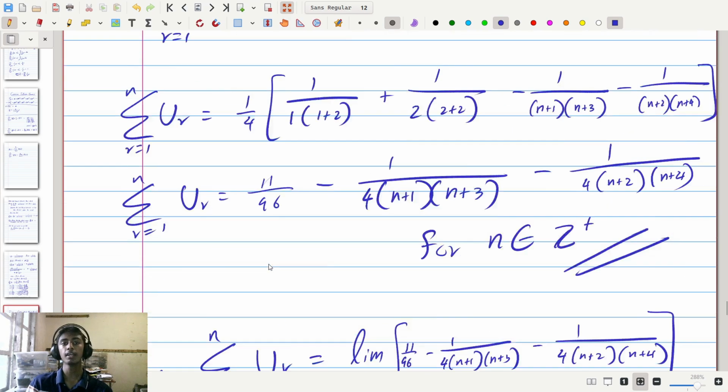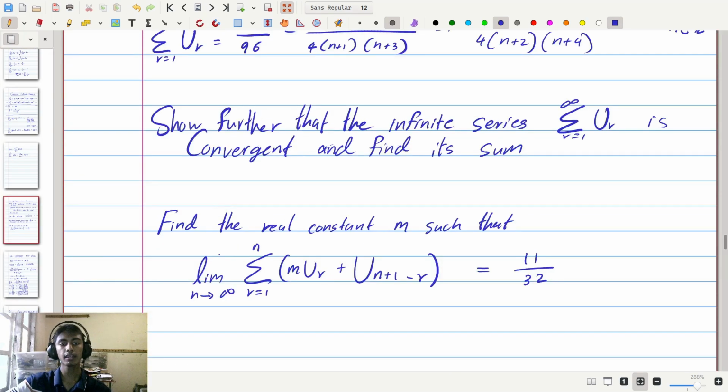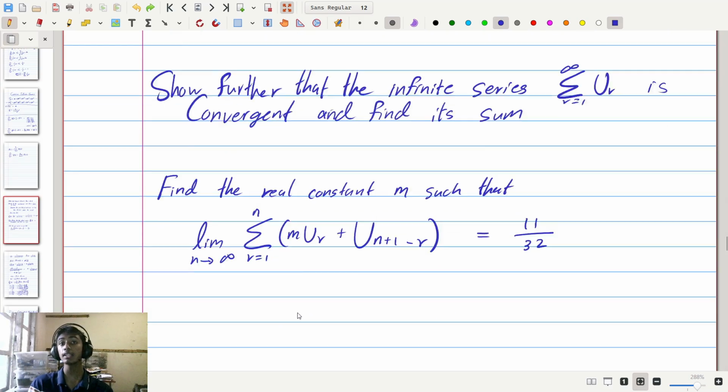We proved that part. Let's now move on to the next bit where they're asking us to find the value of m such that the limit as n approaches infinity of the sum from r equals 1 up to n of m times u of r plus u of n plus 1 minus r is equal to 11 divided by 32. For this, I think what we're going to do is break the sum into two pieces and then take this constant out of the sum that we're going to create from this bit, and then we're going to have an equation where we can probably rearrange it and substitute values that we do know in order to find the value of m.